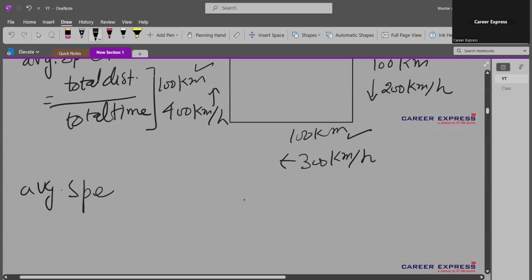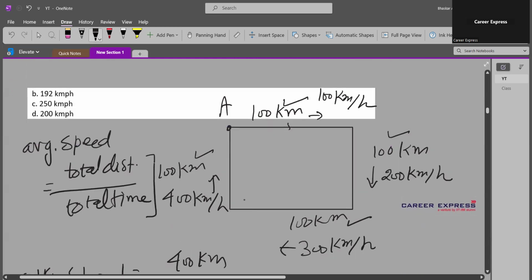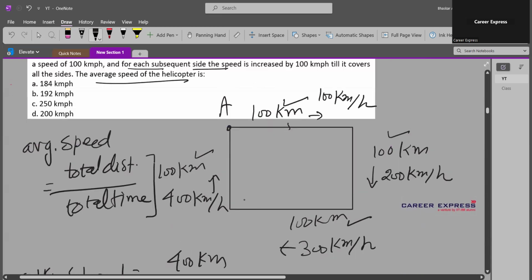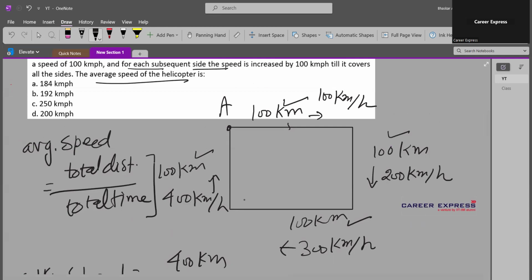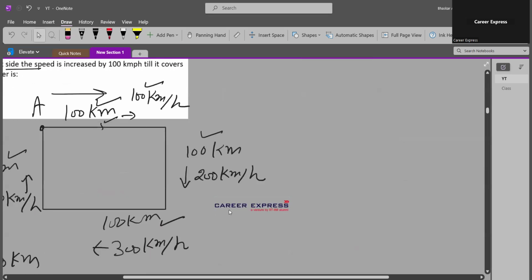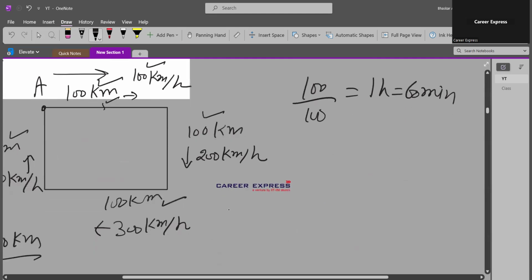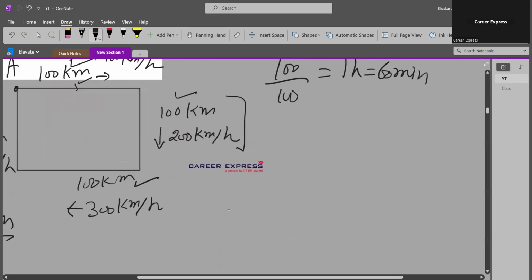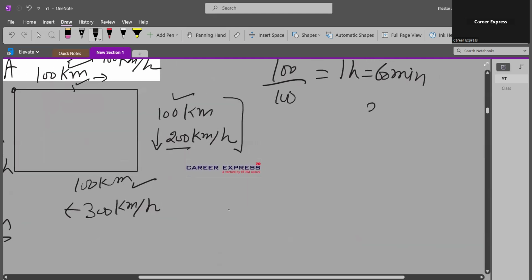So average speed, that will be 400 kilometers divided by the time taken. So the time taken on the first side of the square will be 100 kilometers at the speed of 100 kilometers per hour. So the time taken will be 100 upon 100. That means 1 hour or 60 minutes. What about the second side?